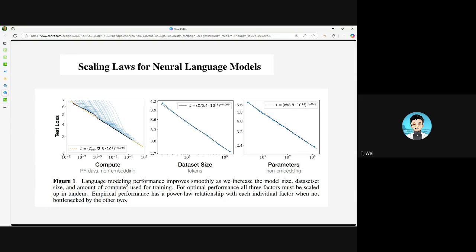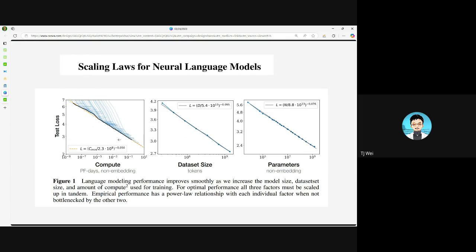86,400 seconds per day. So it translates to like 86,400 petaflops. PF day means that. So this means PF days. And you can see that the test loss and PF days for different configurations has a line about it. You cannot go over that line, no matter what you do, like changing the data size or parameters.